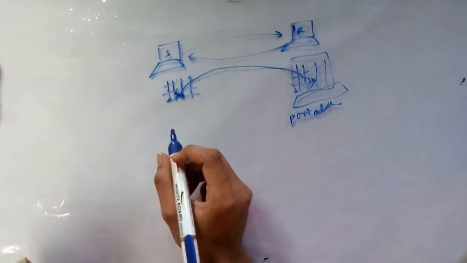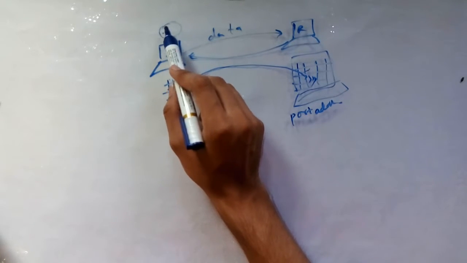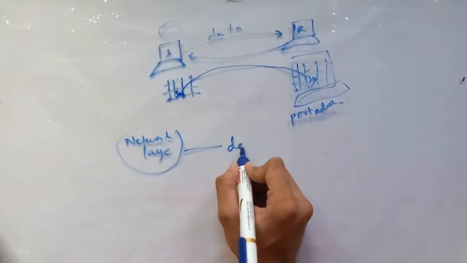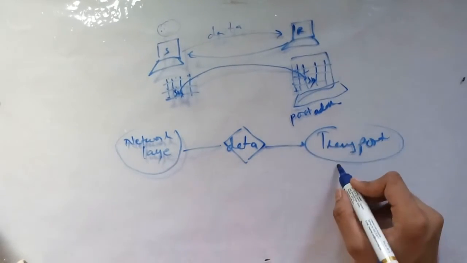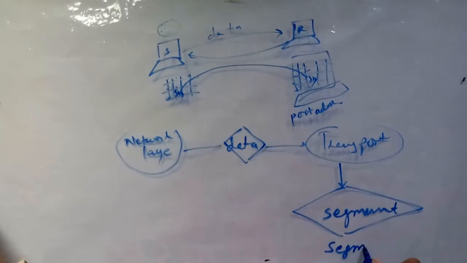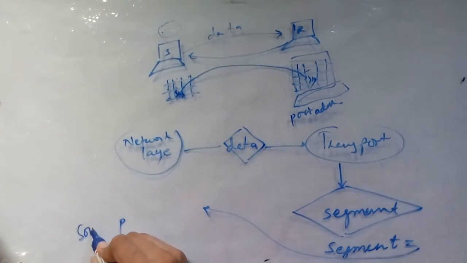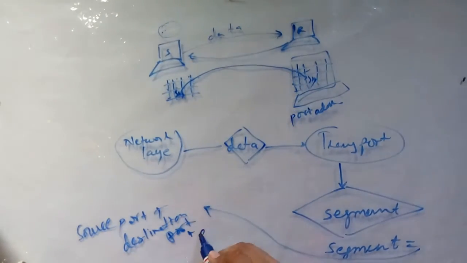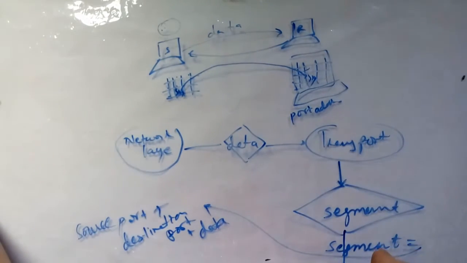On top of the transport layer at the sender and the receiver side, while sending out data at the sender side, the job of the transport layer is to add the source port and the destination port. Suppose the network layer passes a packet of data to the transport layer. What will the transport layer do? It will forward a segment. A segment is equal to source port plus destination port plus the data. After it is converted into a segment, it is forwarded to the next layer so that it can be transmitted.